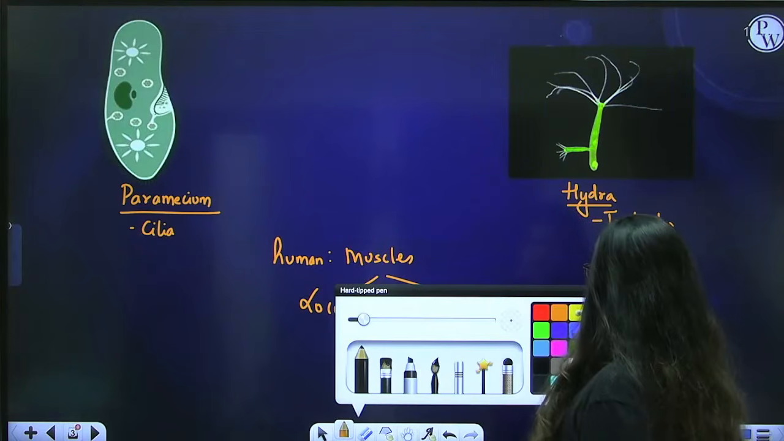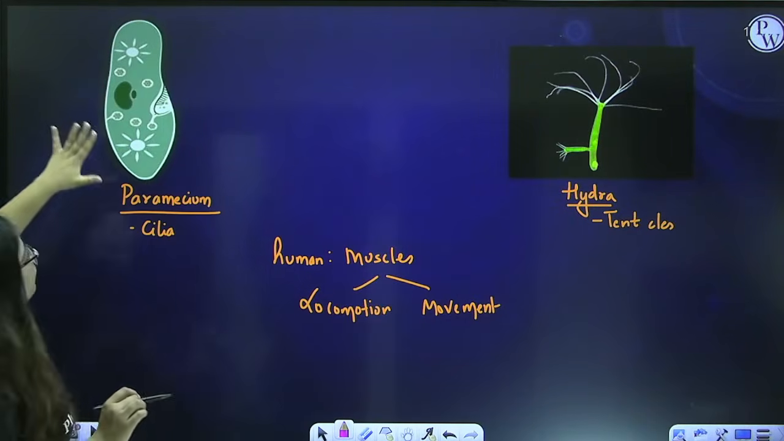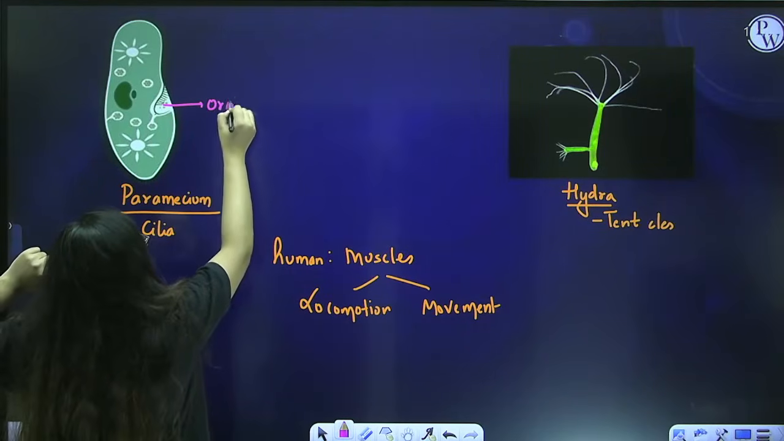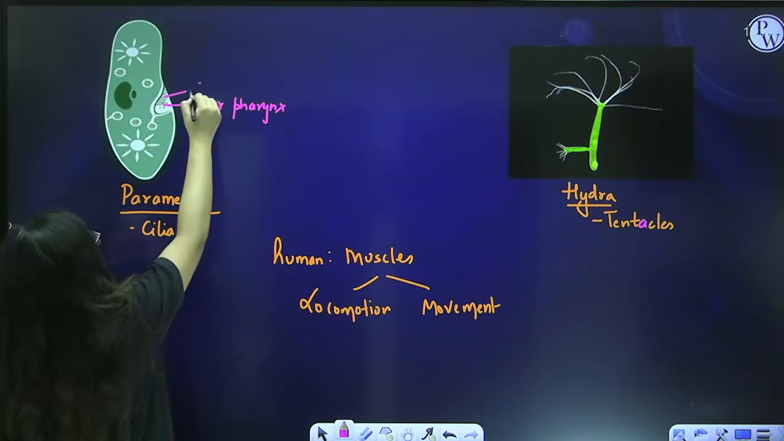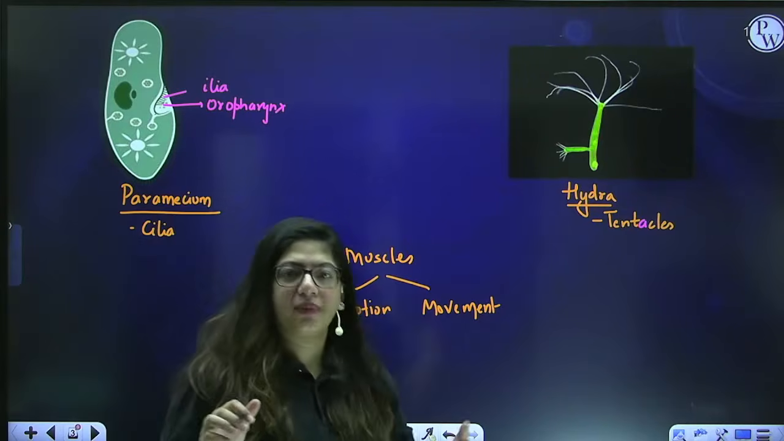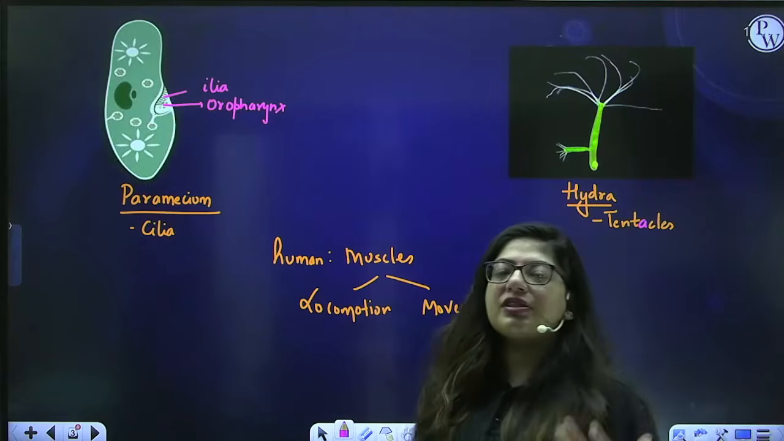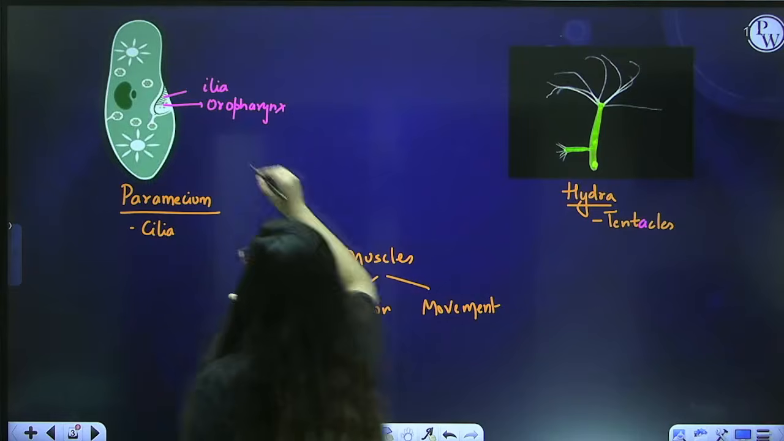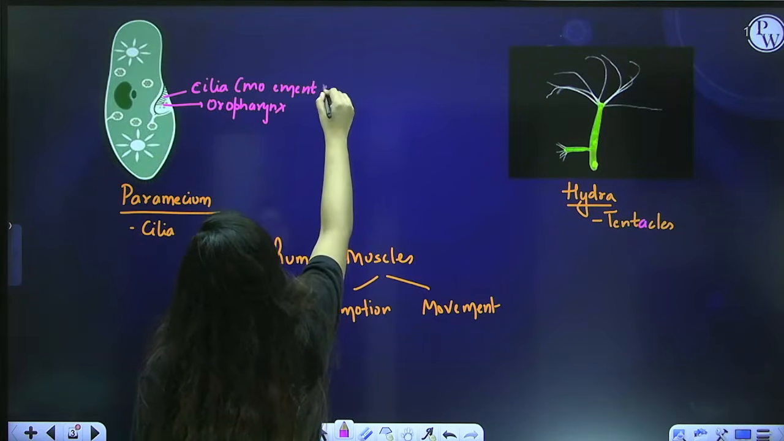So, as you can see, this is the body of the paramecium. In paramecium, this is the oropharynx. The oropharynx is the portion where your food enters. The oropharynx has cilia. This cilia in the oropharynx, which later forms the cytopharynx, when the food gets involved with that, leads to the movement of food. So cilia in the oropharynx help in movement of food. This is what it is doing, the movement.